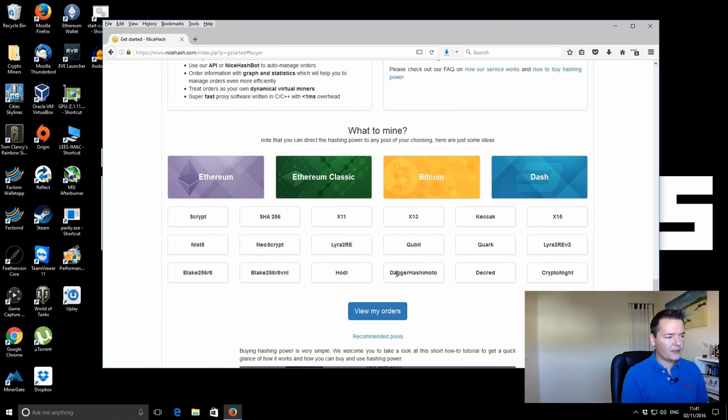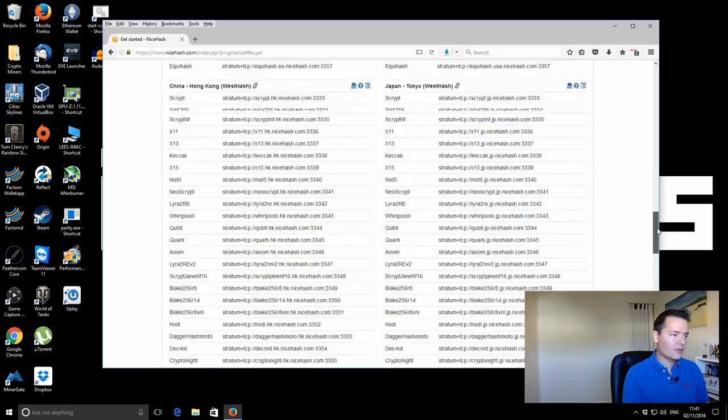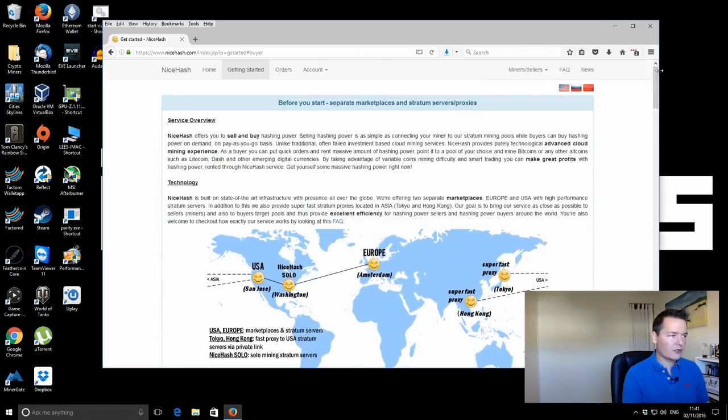For Ethereum, it uses Dagger Hashimoto, but using this NiceHash system, you can mine Ethereum Classic, Bitcoin, Dash, Scrypt, Litecoin. You can mine Monero, which is CryptoNight, HODL. You can mine just about everything. It really does cover quite a broad range of different algorithms. So you can use it to mine all different kinds of coins.